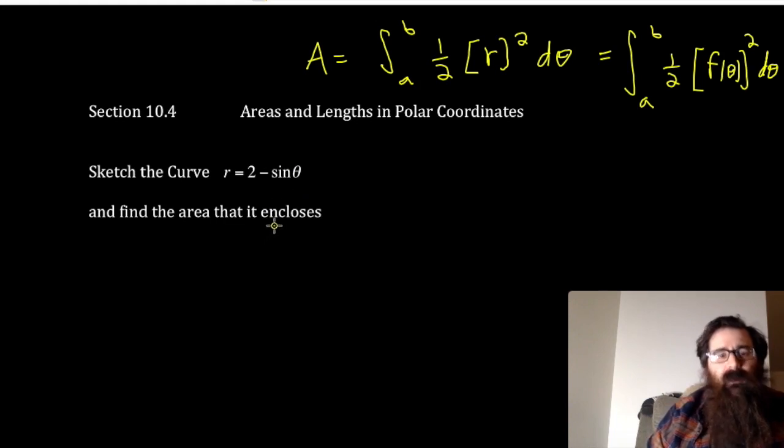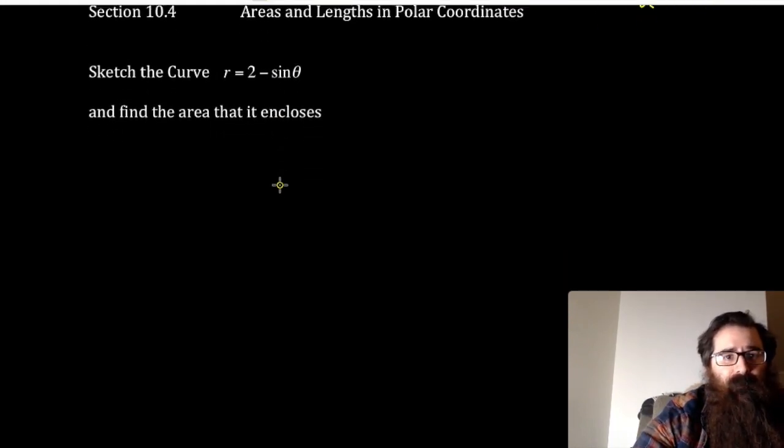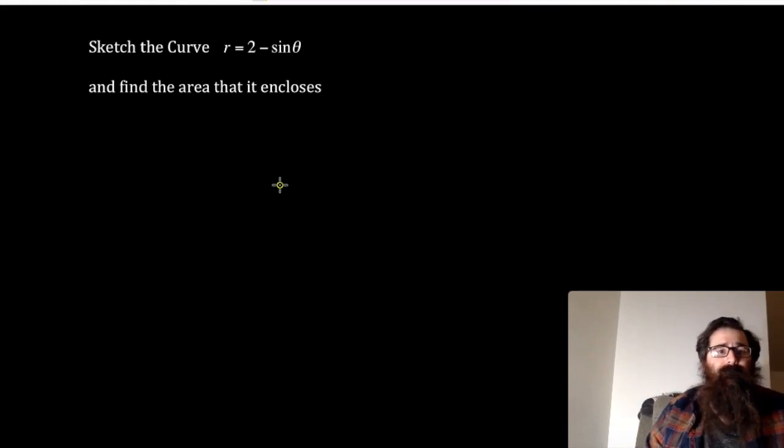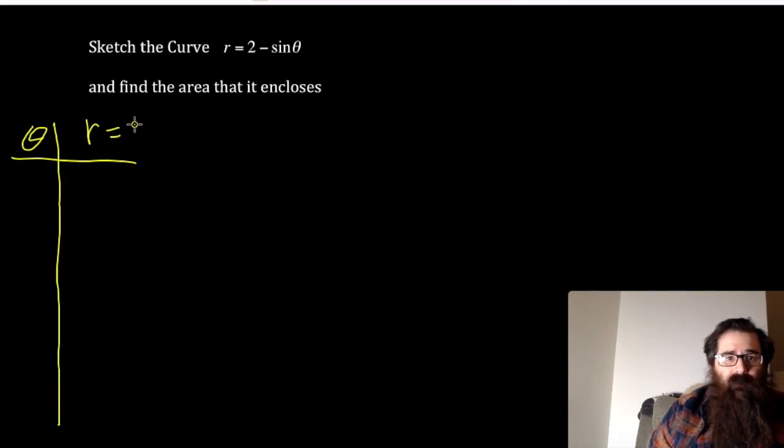So we want to sketch the curve r equals 2 minus sine theta and find the area that it encloses for this first example. Now to sketch it, here's what I like to do. I like to go ahead and build a table of values for theta and then find corresponding values for r, where r is 2 minus sine theta.